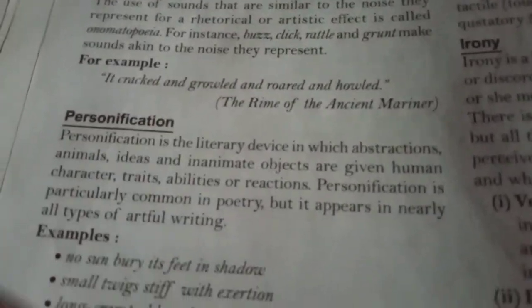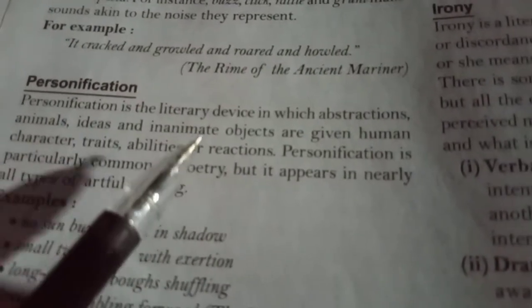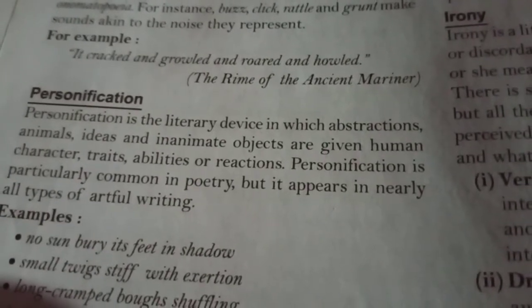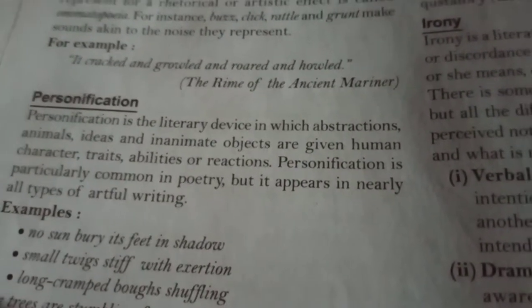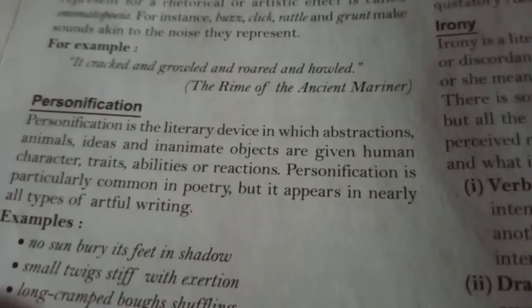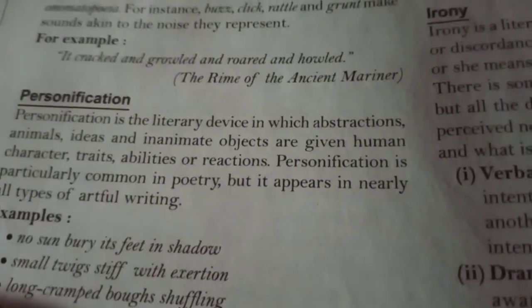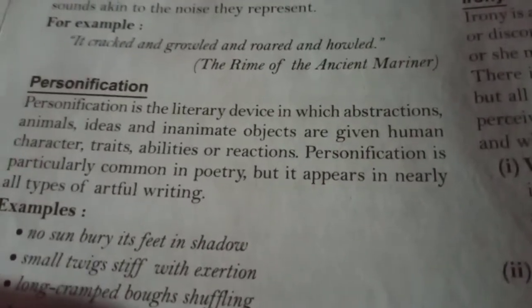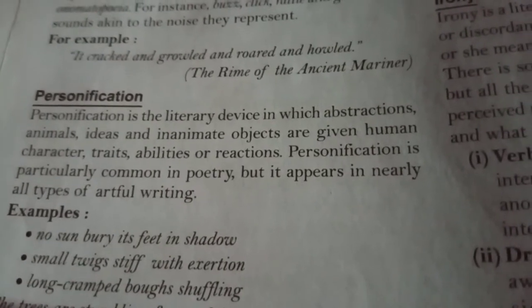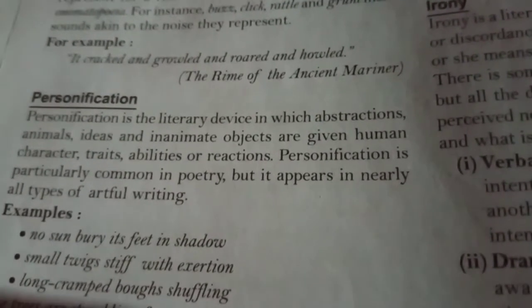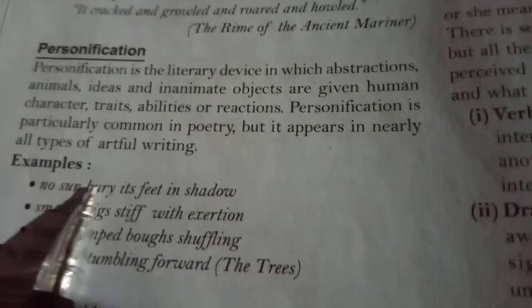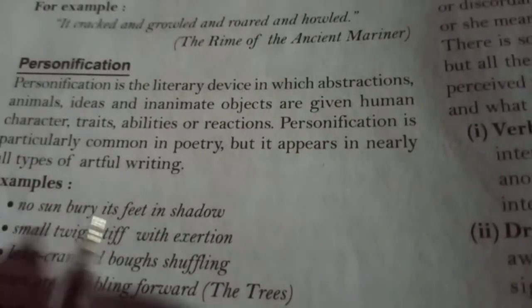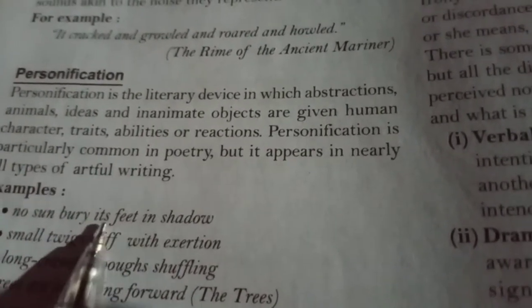Now personification. Personification is the literary device in which abstractions, animals, ideas or inanimate objects are given human characters or traits or abilities or reactions. Like we are talking about sun and we are using human qualities for sun, so that is personification. See example, no sun bury its feet in shadow. Here sun is not a human being, but here we are using bury its feet in shadow.